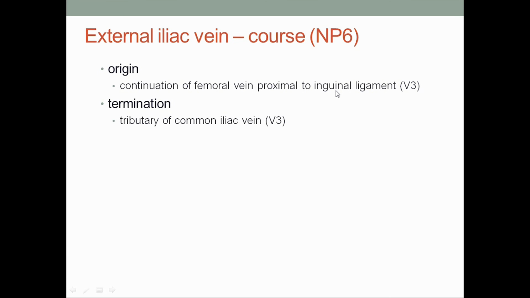The termination is that it becomes a tributary of the common iliac vein, one of two tributaries. And again, this is an example of that same principle, where a vessel in this case changed name by becoming a tributary of another vessel.